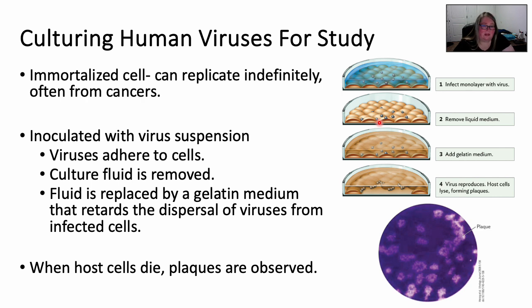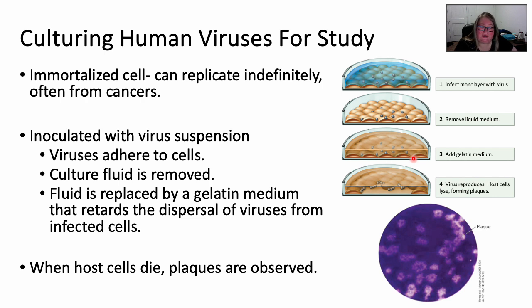Okay, then we're going to pour off the liquid media that we've used to infect those cells, and then we're going to add a gelatin medium on top of it. This is going to prevent the viruses from escaping. So what we're going to see is the viruses are going to reproduce, and just like with the bacteriophages, they're going to cause the cells to lyse.